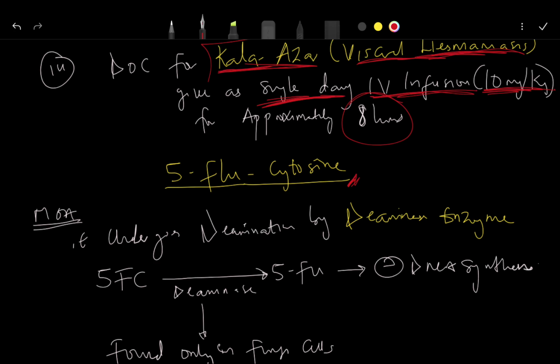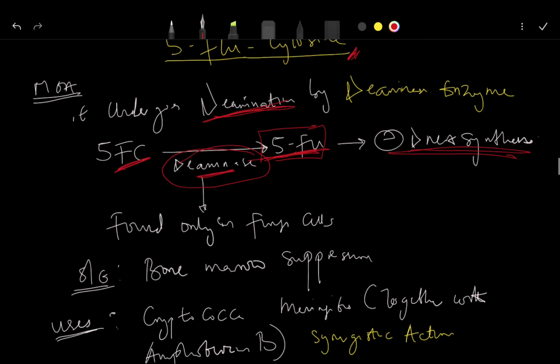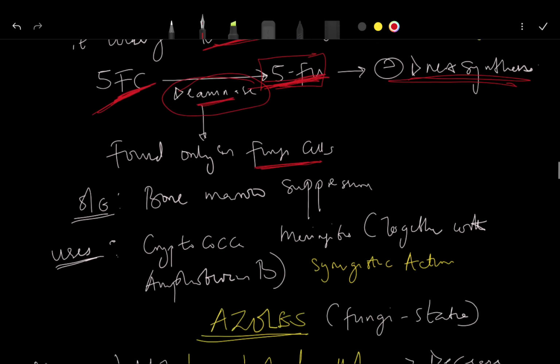Okay, so it undergoes a deamination reaction in order for it to become active. So 5-flucytosine will need to be deaminated to form 5-fluorouracil. It is this 5-fluorouracil that inhibits DNA synthesis, and the enzyme that does this deamination, which is this deaminase enzyme, is found only in the fungus cell. So only those cells that are infected by the fungus can actually convert 5-flucytosine to 5-fluorouracil. Okay, so in order to cause inhibition of DNA synthesis, take note of that. So it's only found in the fungus cell.